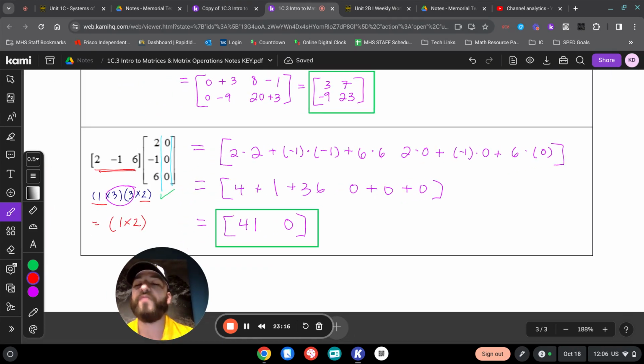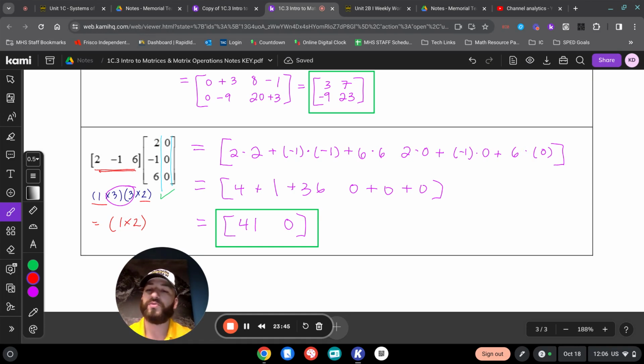So 2 -1 6 times 2 0 -1 0 and 6 0. That's a 1 by 3 times a 3 by 2. So checking real quick, 3 and 3. So 3 columns and 3 rows, those are going to be identical, which means our product is going to exist, which is perfect. That's what we're looking for. And of course, that outside is going to tell us what our product will look like. So 1 by 2. So it is going to be a 1 row, 2 column product matrix.